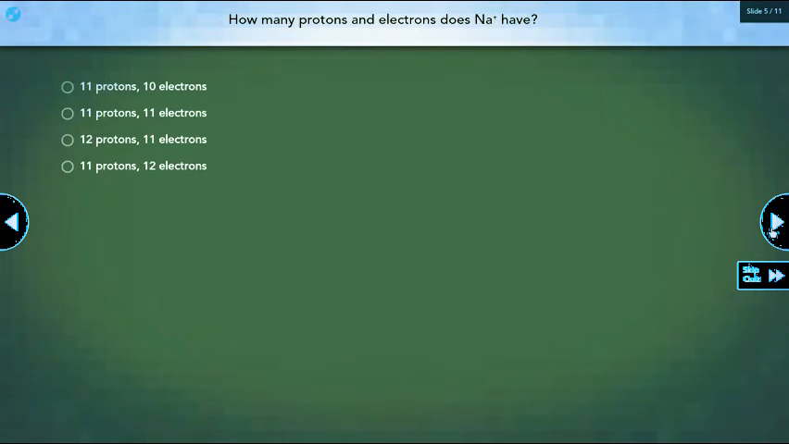Then how many protons and electrons would a sodium ion have? So Na plus. So the protons can't change. So sodium is number 11 on the periodic table. So it has to have 11 protons. And because it has that +1 charge, we know it's going to have 10 electrons, which is good because then it's going to be stable and it's going to be like neon.